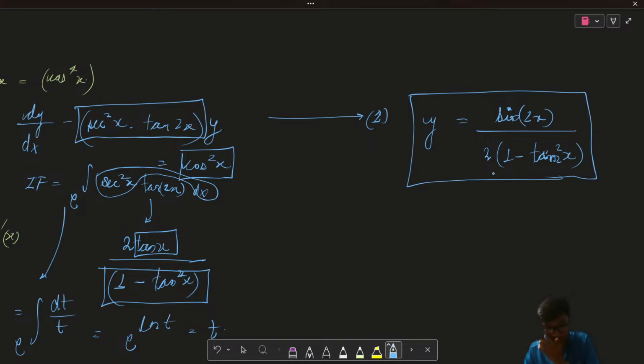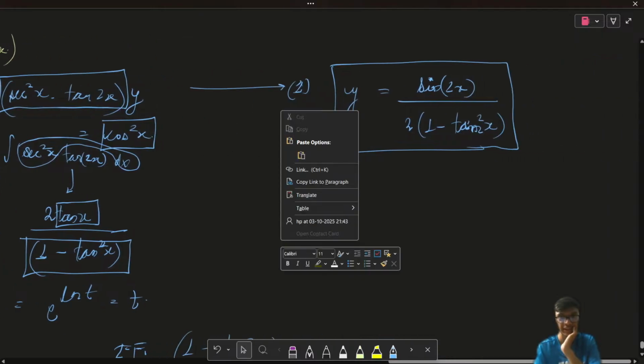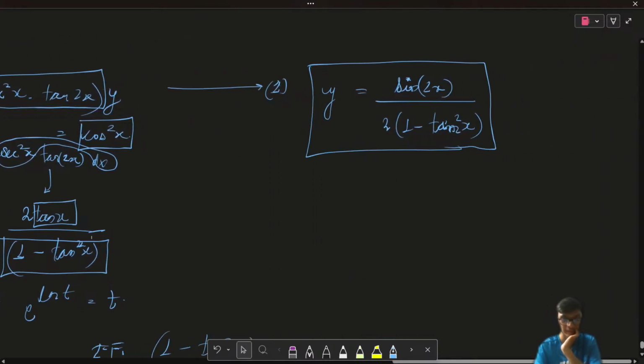All right. So I hope this discussion is clear. And even if you try to solve this question, this will be the final answer. Okay. Is this clear to all of you? Please let me know in the live chat. Is this clear or not? So the final solution is like this over here, right?